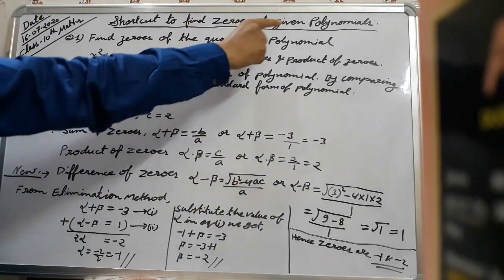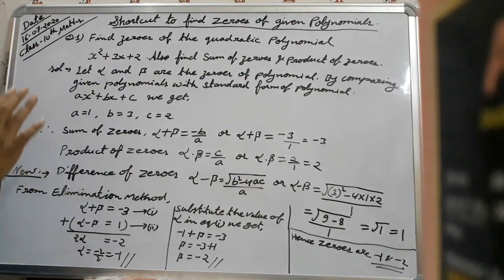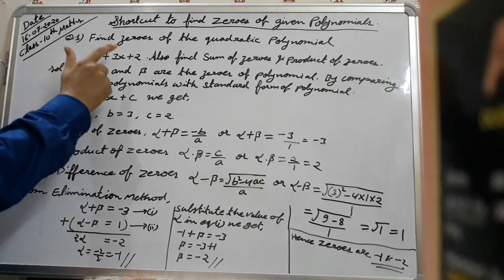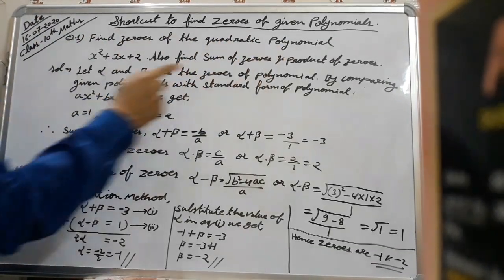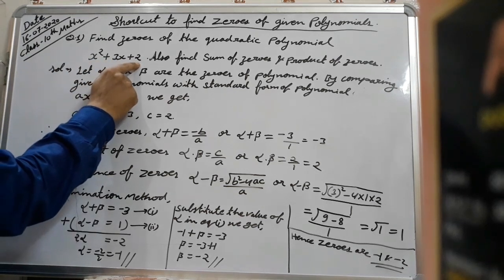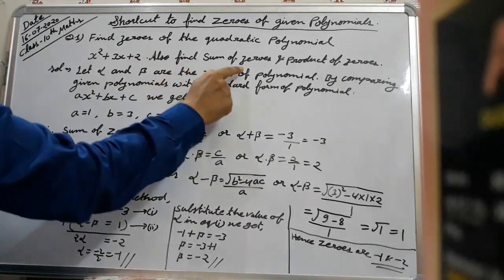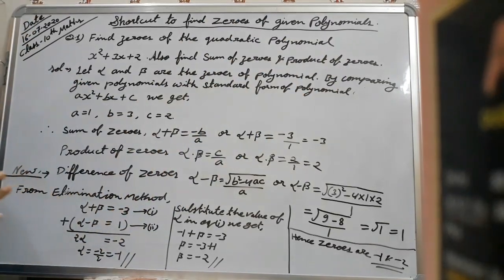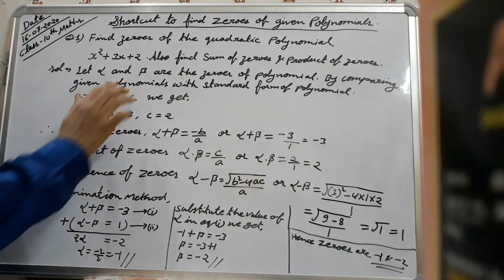Shortcut to find zeros of given polynomials. The question is: find the zeros of the quadratic polynomial x square plus 3x plus 2. Also find the sum of zeros and the product of zeros.